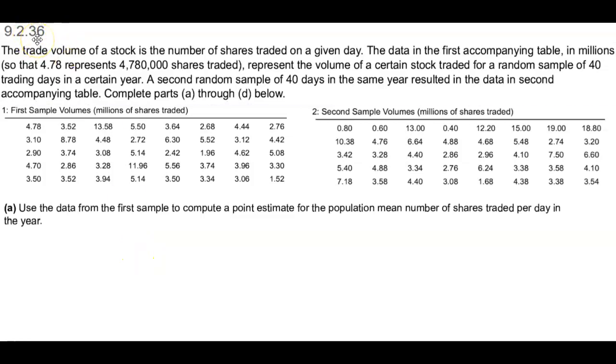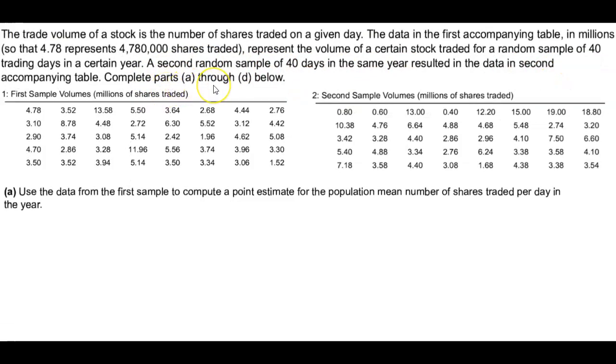Section 9.2.36. The trade volume of a stock is the number of shares traded on a given day. The data in the first accompanying table, in millions, so that 4.78 represents 4,780,000 shares traded, represent the volume of a certain stock traded for a random sample of 40 trading days in a certain year. Now, a second random sample here on the right of 40 days in the same year resulted in the data in the second accompanying table. We want to complete parts A through D.